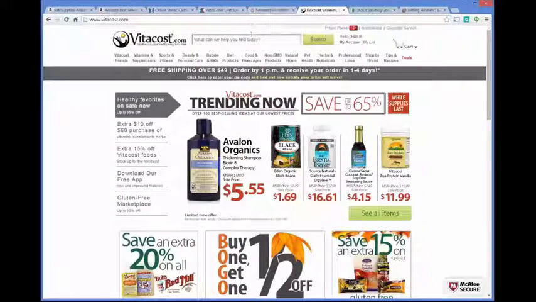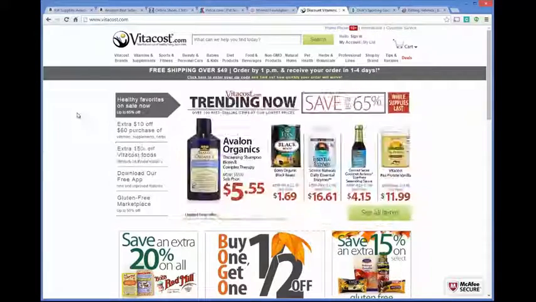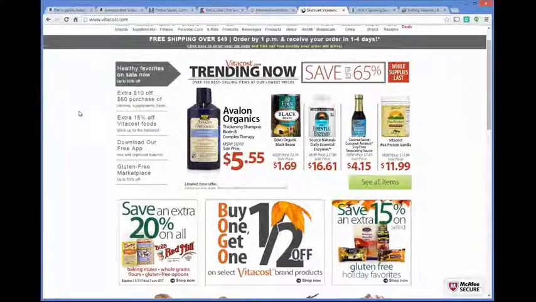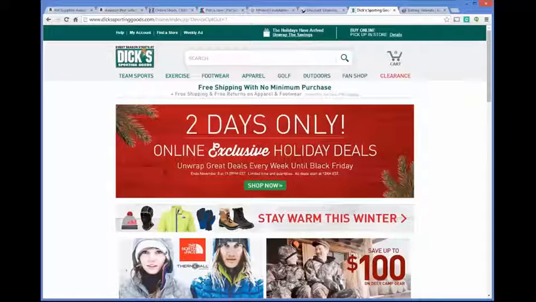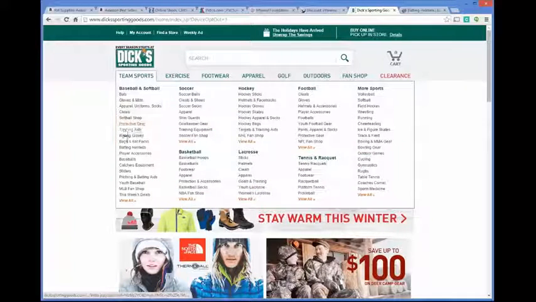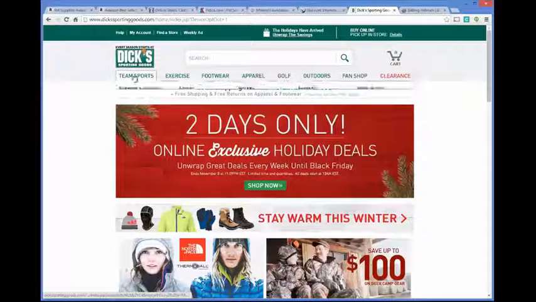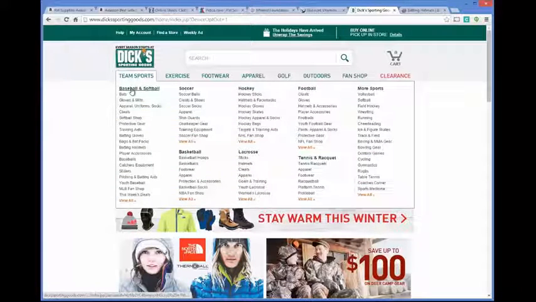The next suggestion here, like vitamins and supplements. If you find that you're going to local vitamin stores, this might be a great indication that you should pursue selling supplements. Another great idea, like sporting goods. If you're going to stores like Dick's Sporting Goods or very popular sports websites, then you could go in and sell those kind of products.